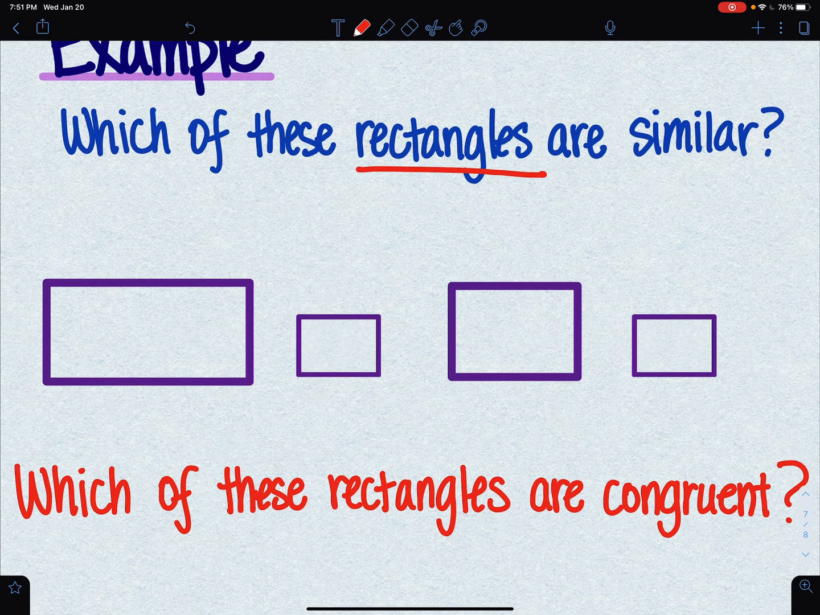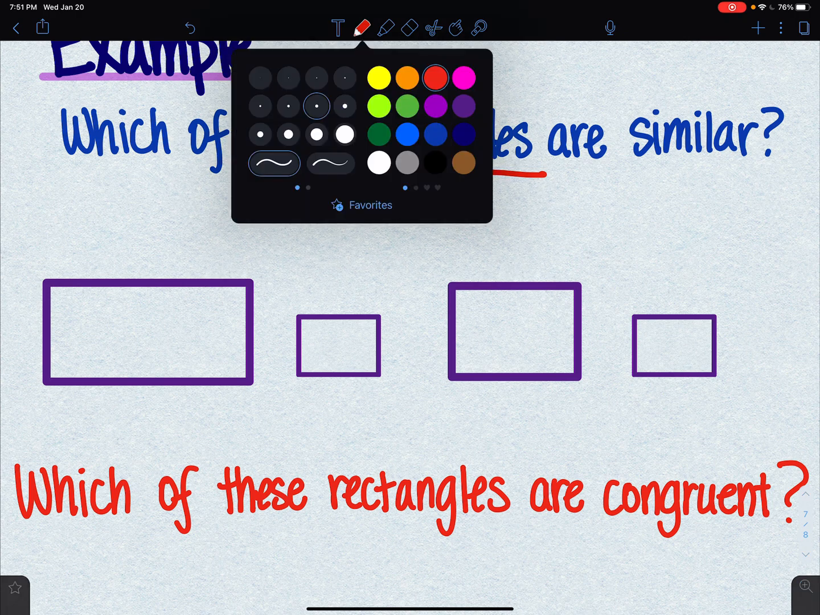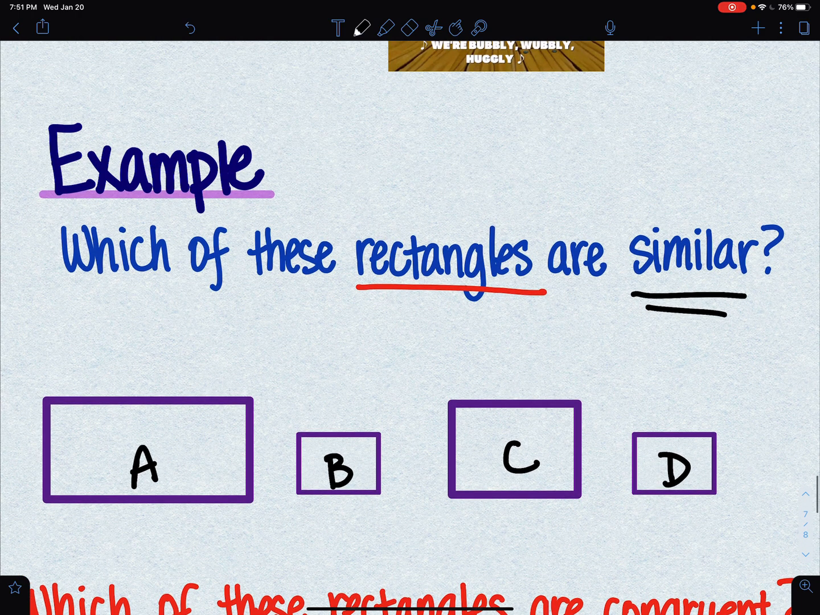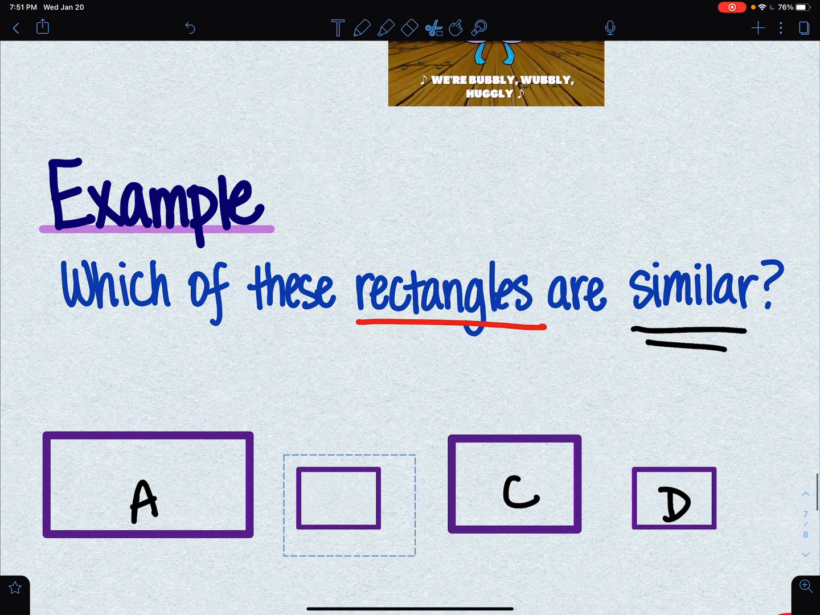Okay, so I'm looking closely at the rectangles and I want to know, which of them are exactly the same? And in your lesson, this one is called A, this one's called B, this one's called C, and this one's called D. All right, so if you look closely at them, we want ones that are similar. So it wants to know which ones are similar. We're not going to pick two that are exactly the same.